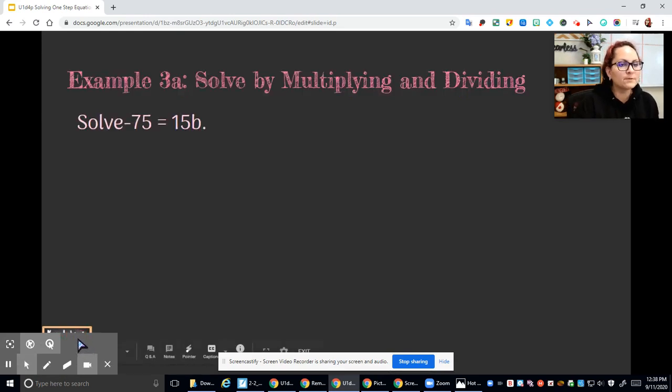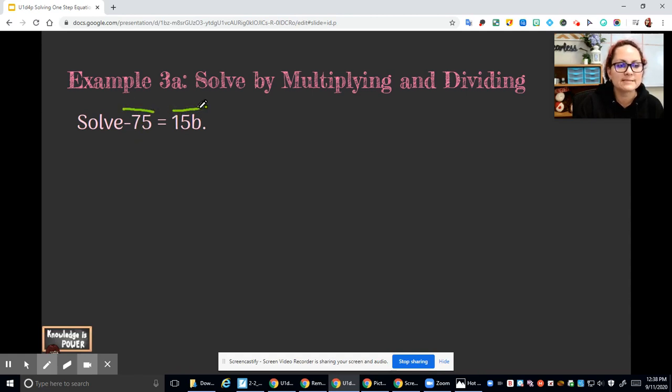Okay, example 3A. Let's go ahead and try this one out. So here, simplified, right? It's just one term. There's nothing else you can do. Now we need to identify our variable. We have b, right? What is going on between b and 15? Okay. If you said multiplication, beautiful. This is the last step. It typically is division, occasionally multiplication, okay? But it typically is division.